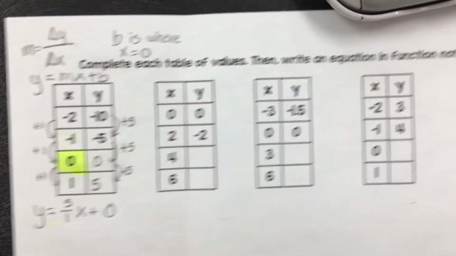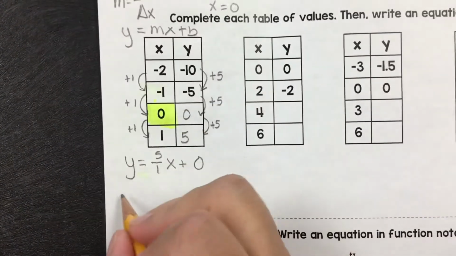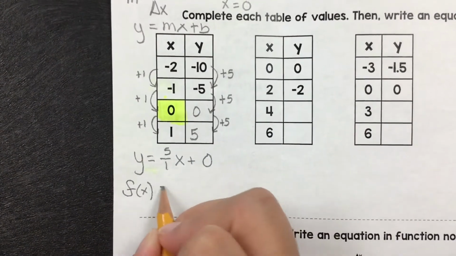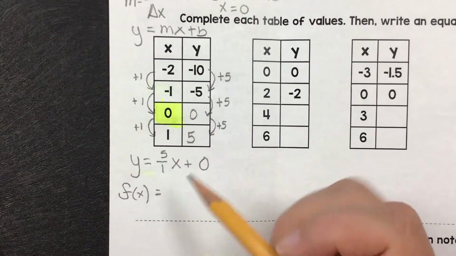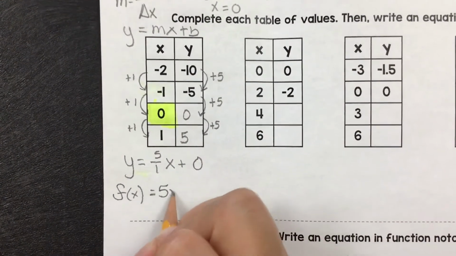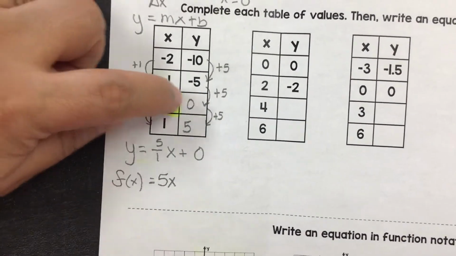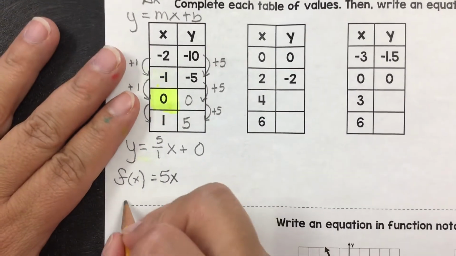Write the equation in function notation is when we write that fancy f of x. We don't ever need to write 5 divided by 1. We could just write 5x, and we don't need to write the plus 0. But we know by it crossing the 0, 0, the intercept being 0, that this was proportional.